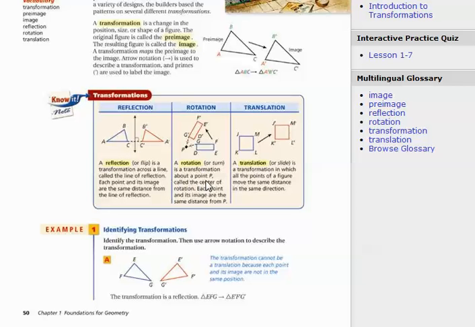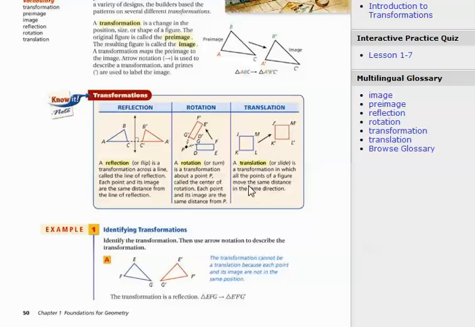Then we have rotation, where we're actually turning the geometric figure. We can twist it clockwise or counterclockwise, by certain angles. You can rotate something 90 degrees or 180 degrees. There are different kinds of rotations.